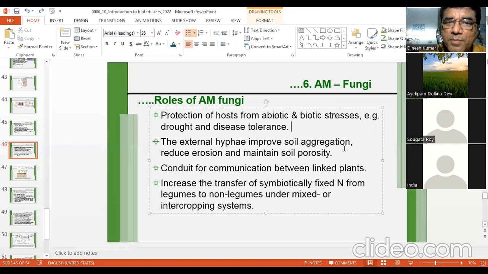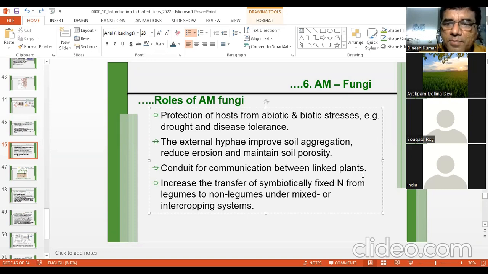The external hyphae improve soil aggregation. They are improving the physical property of the soil, reducing erosion and maintaining soil porosity. This is an important role. They bind particles together. They must be releasing some material into the soil that binds the particles.